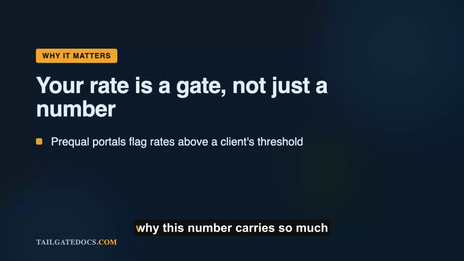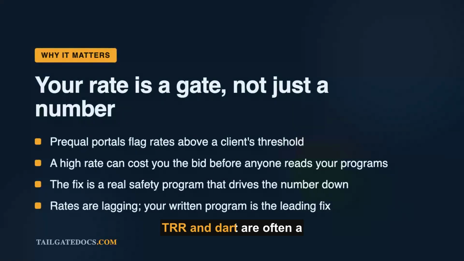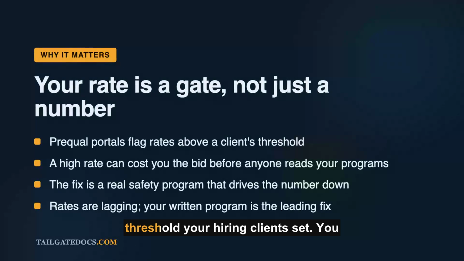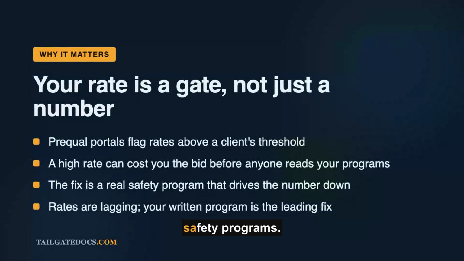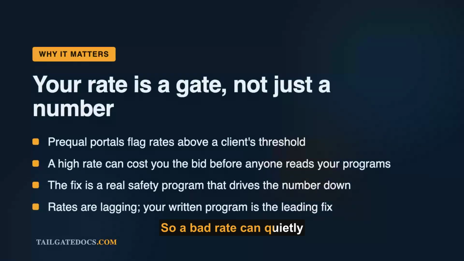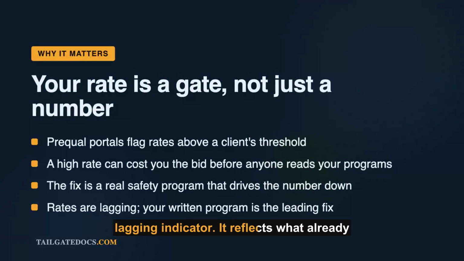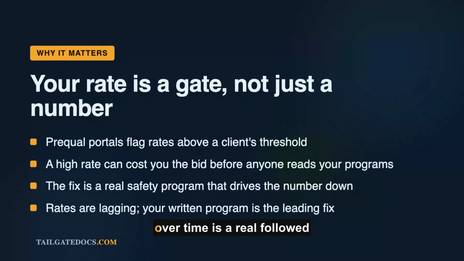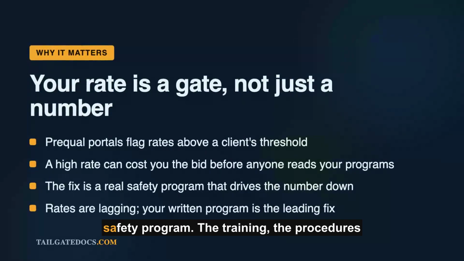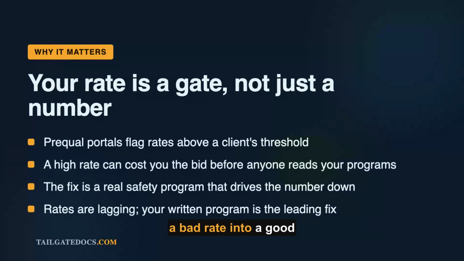It is worth being clear about why this number carries so much weight. On a prequal portal, your TRIR and DART are often a gate. If they are above the threshold your hiring client set, you can get flagged or filtered out before a human ever reads your safety programs. So a bad rate can quietly cost you the bid. The thing is, your incident rate is a lagging indicator. It reflects what already happened. The leading fix, the thing that actually brings the number down over time, is a real, followed safety program. The training, the procedures, and the controls that prevent the next recordable. That is what turns a bad rate into a good one.